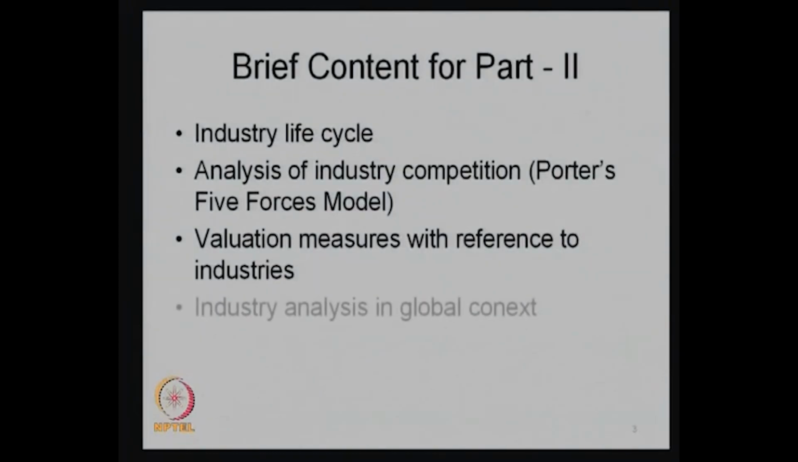Then we will also talk about the global industry analysis context. What are the special things one has to take care of as far as the global context is concerned, because industry these days is not specific to a particular country, rather it is affected by different things across the world. Different companies source different materials from different countries for that matter. They have got different customers across the world as such. In that case, industry analysis has to also look at the global context.